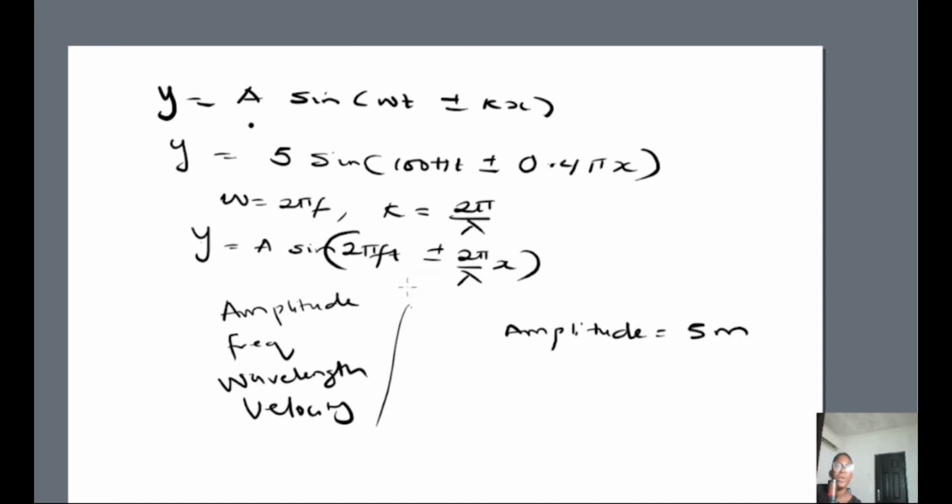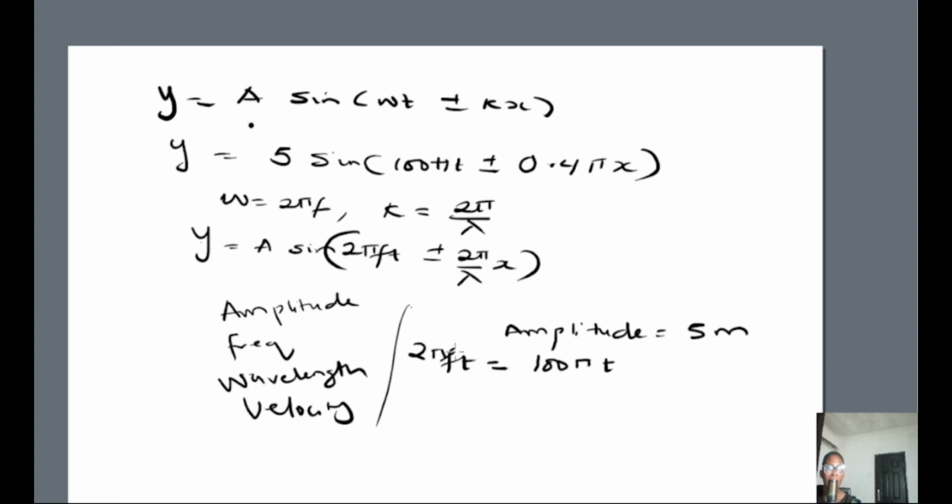So we're going to equate 2 pi ft to the 100 pi t to get our frequency. So let's do that very quickly. We have that 2 pi ft is equal to 100 pi t. That's the importance of the plane progressive wave equation. You equate it to the equation you are given. So we know what to do first.